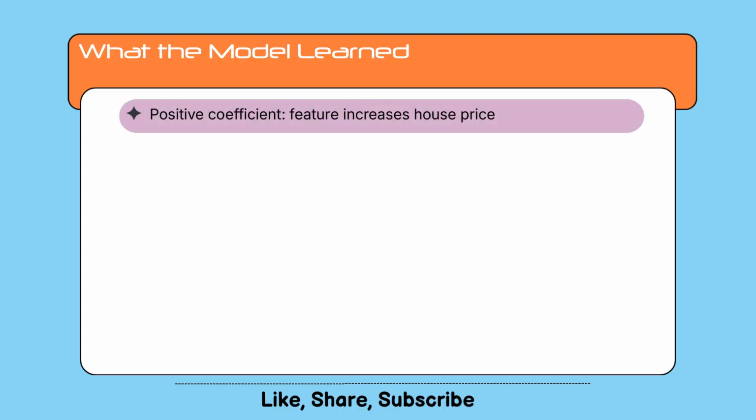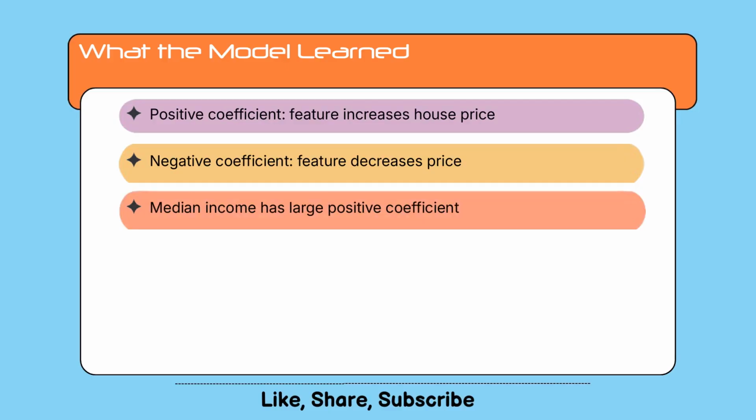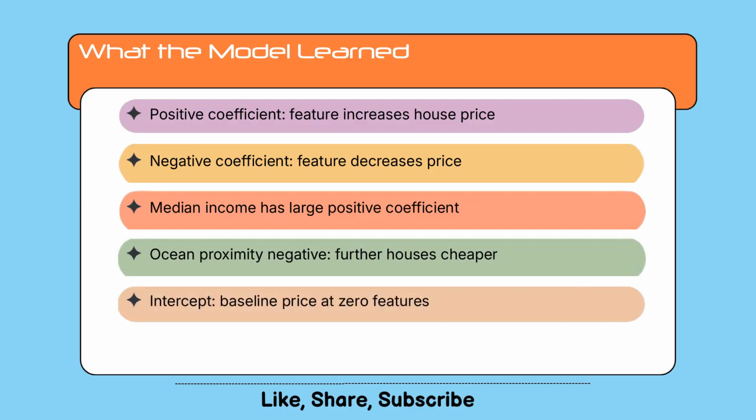What the model learned. Each coefficient tells a story. A positive coefficient means that feature increases house price. A negative coefficient means it decreases price. For example, median income has a large positive coefficient. As income in a district goes up, so do house prices. Ocean proximity might have a negative coefficient because houses further from the coast tend to be cheaper. The intercept is the baseline price when all features are 0.